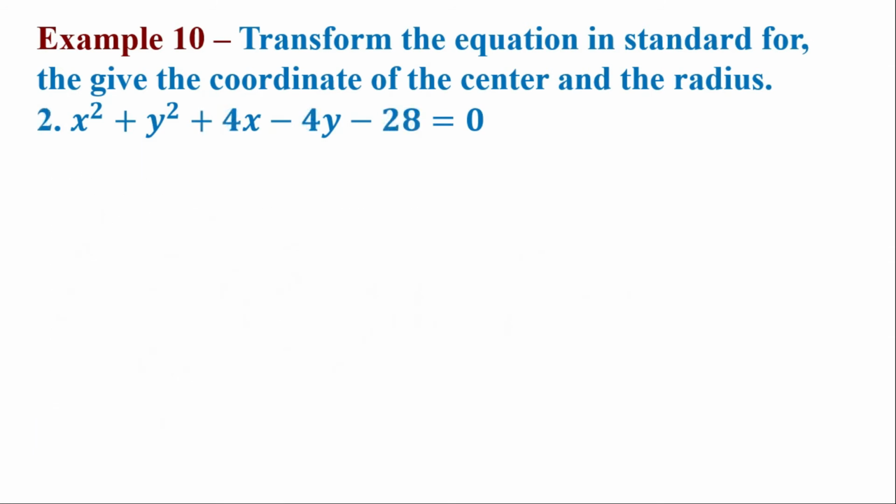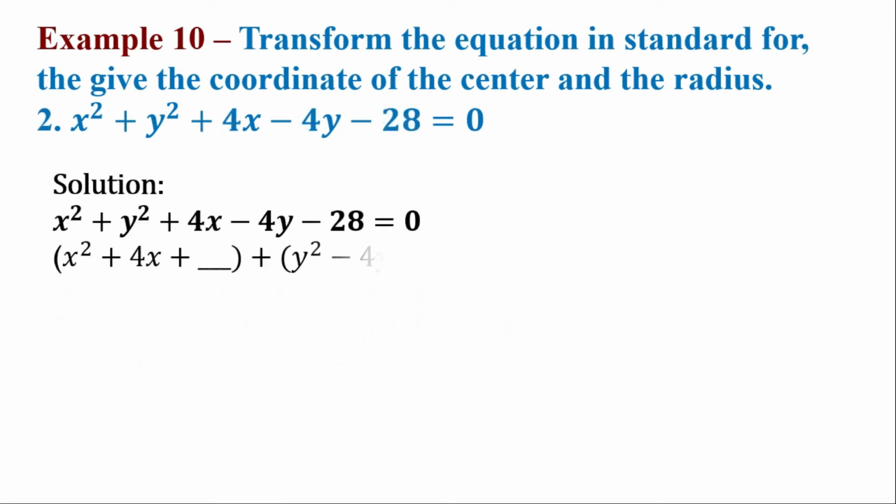Okay, for number 2, same process. You group the x and the y's. Now let's complete this. 4 divided by 2 is 2. 2 squared is 4, so plus 4 here as well. 4 divided by 2 is 2, squared is 4, plus 4 as well.